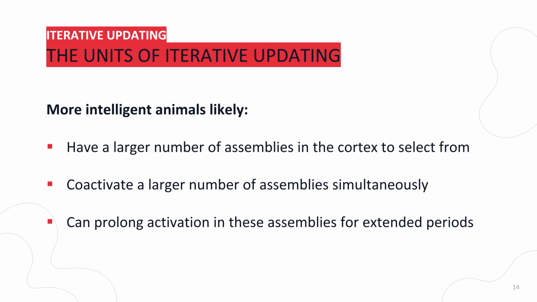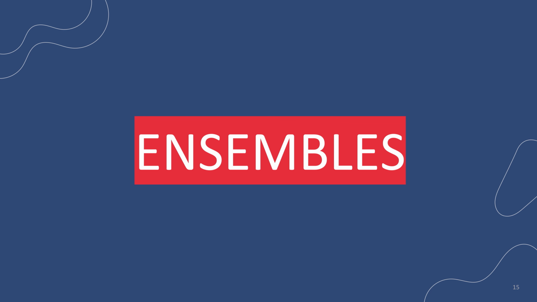More intelligent animals, likely, have a larger number of assemblies in the cortex to select from, coactivate a larger number of assemblies simultaneously, and can prolong activation in these assemblies for extended periods. These assemblies form ensembles.